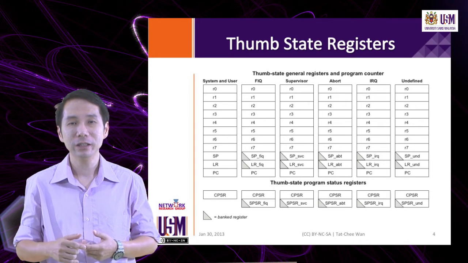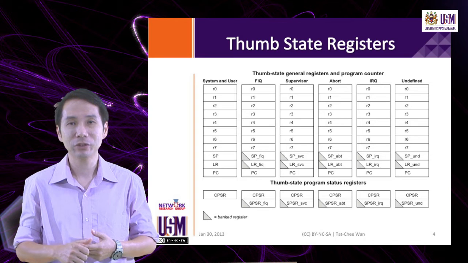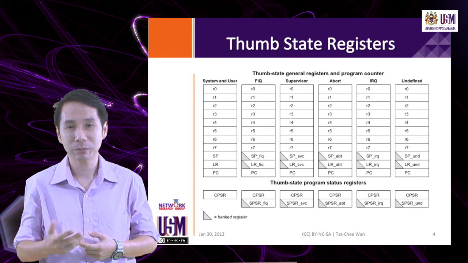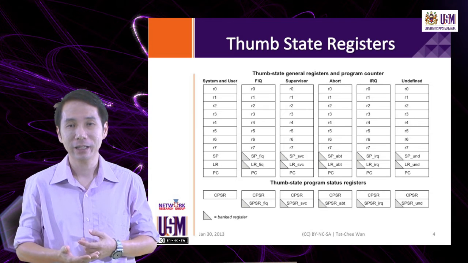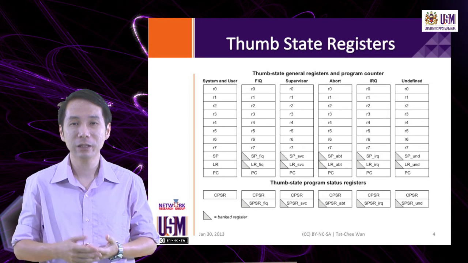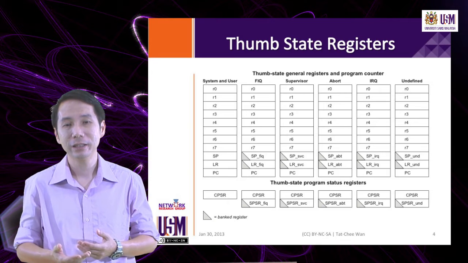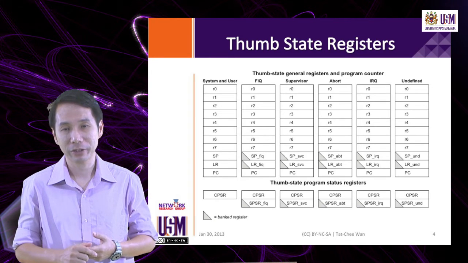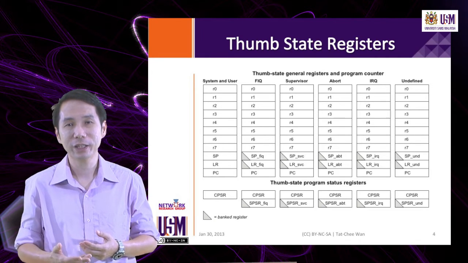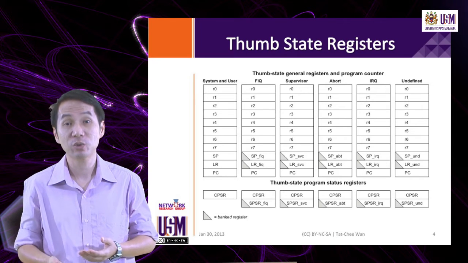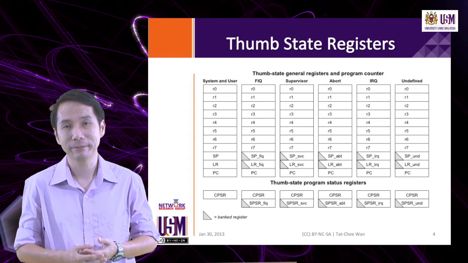First of all, in the fast interrupt mode, we do not have the bank registers that we would have otherwise for use in this mode and in thumb state. As well as for the supervisor, abort, IRQ, and undefined states, we only have the stack pointer and link register as bank registers. Now, bear in mind too that in the execution of the privileged states, typically we will be running in ARM mode and not thumb mode unless the program specifically switches over to thumb mode in those states.